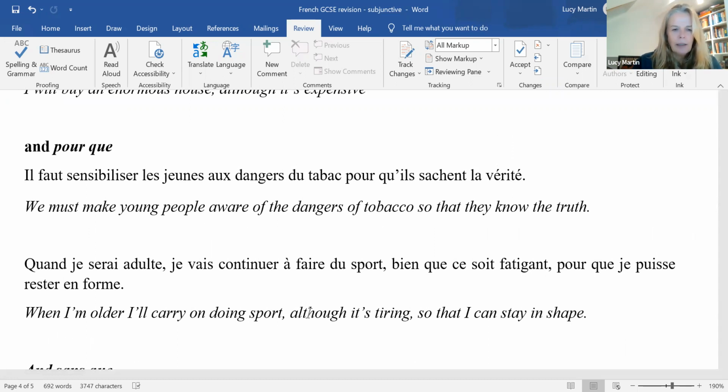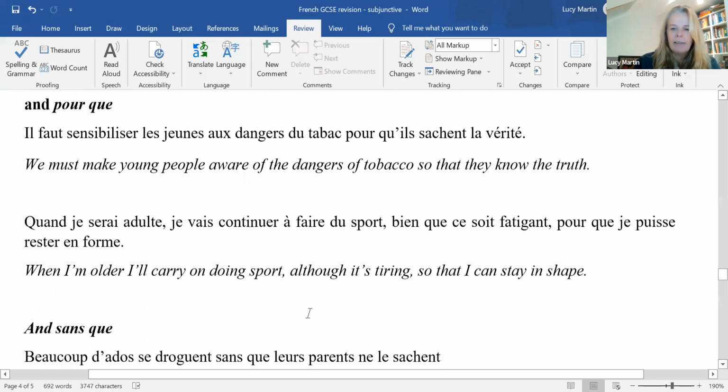One must raise awareness amongst young people of the dangers of smoking. Pour que, in order that they (subjunctive) know the truth. Okay, pour que means in order that. We've got bien que and pour que. Those are the two we've added on to our four standards.